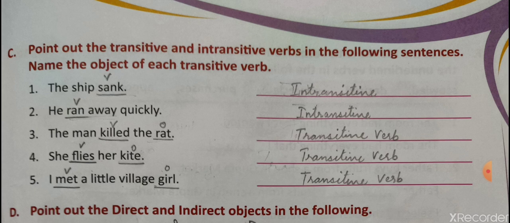The ship sank. Sank is the verb. Since there is no object, it is an intransitive verb. He ran away quickly. Ran is the verb and there is no object, so it is an intransitive verb. The man killed the rat. What is the verb here? Killed, and rat is the object, so it is a transitive verb. She flies her kite. Verb is flies and kite is the object, therefore it is also a transitive verb. I met a little village girl. Met is the verb, a little village girl is the object, so it is a transitive verb.